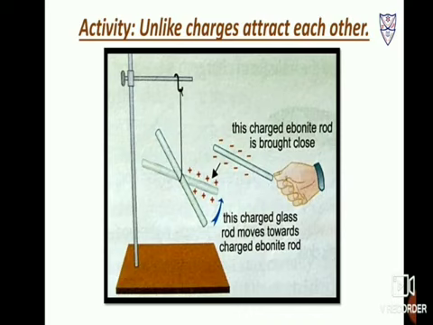Now you will see that the glass rod will have positive charge and the ebonite rod will have negative charge. After a few minutes, when you observe this, what will you see? That the suspended glass rod gets attracted towards the ebonite rod. So from this, what have we concluded? That unlike charges attract each other.